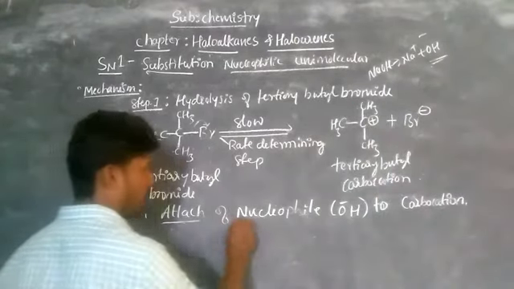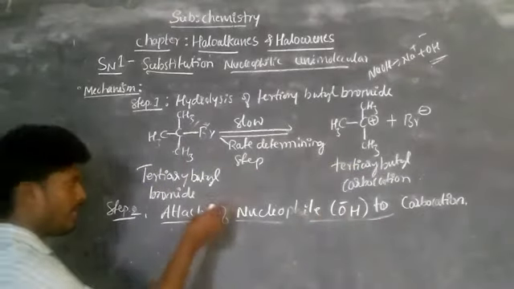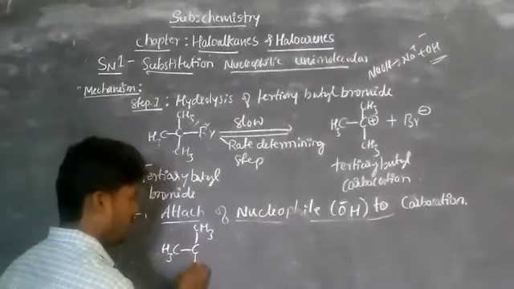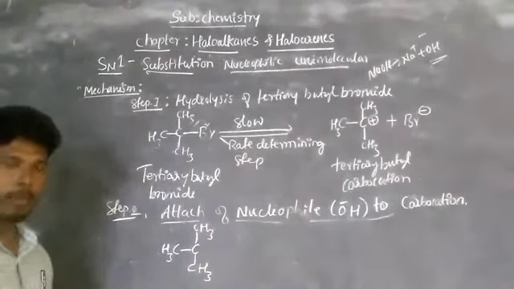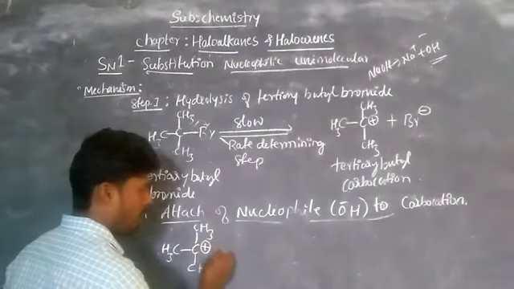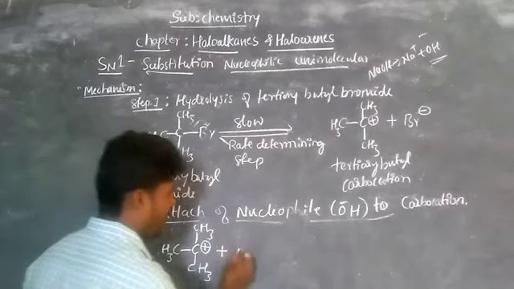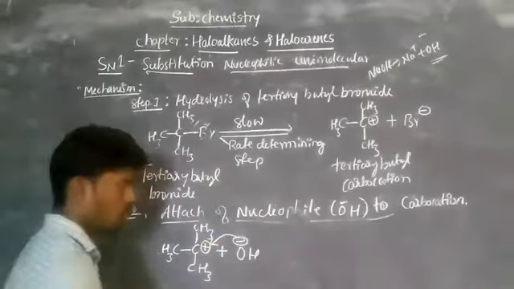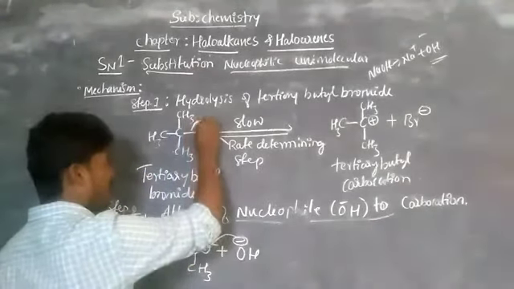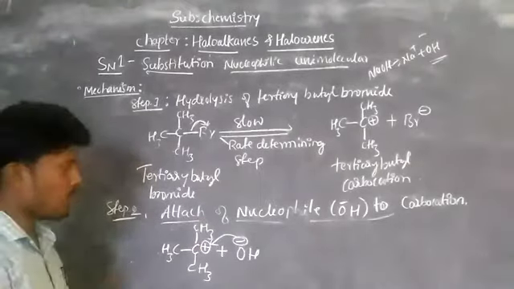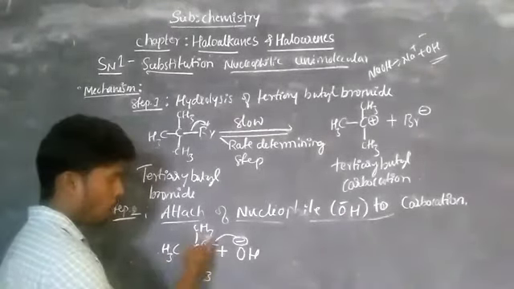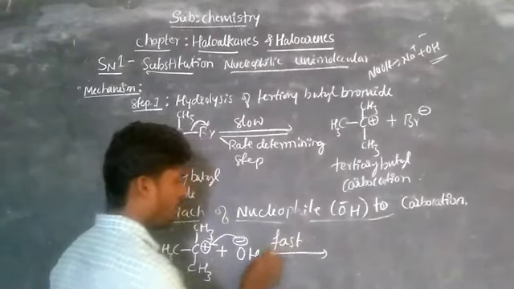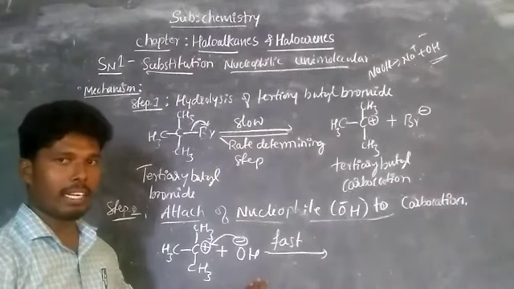So in this step, take tertiary butyl carbocation, that is C, bond CH3, bond CH3. Okay, this is the tertiary butyl carbocation, plus the nucleophile is what? OH minus, right? This will attack the carbocation like that. You should show the arrow mark, otherwise you can lose the marks. So this is the attack of nucleophile to the tertiary butyl carbocation. This is the fastest step, which means this step of the reaction is fast and is not a rate determining step.